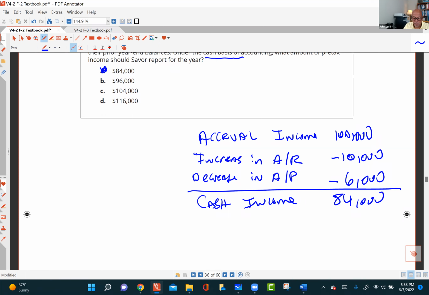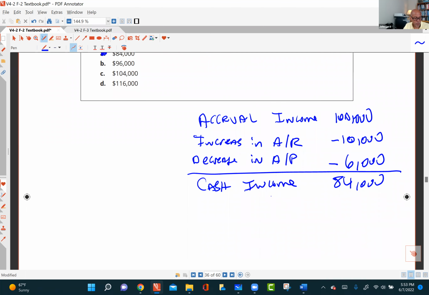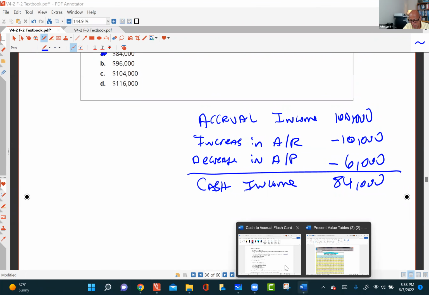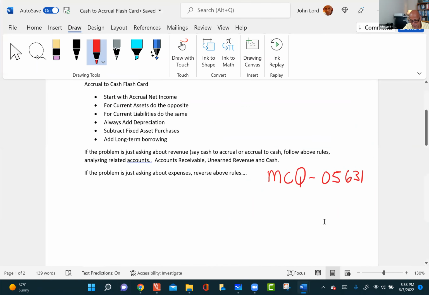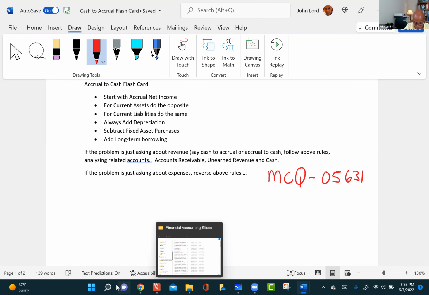The reason I'm not showing you the way Becker's is doing it is I just think on the exam, that's going to take too much time. So even when you look at some of the multiple choice questions in your homework, like that one I wrote down there, 05631, when they show you the solution, follow the rules the way I'm talking about them here. I think you're going to be much better off.